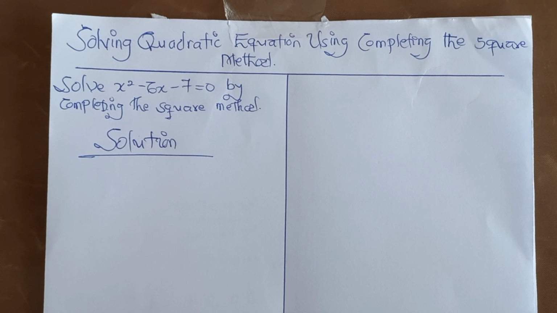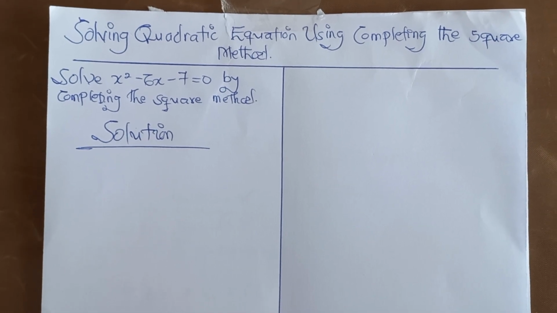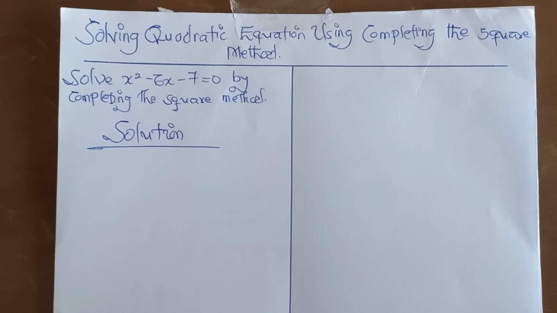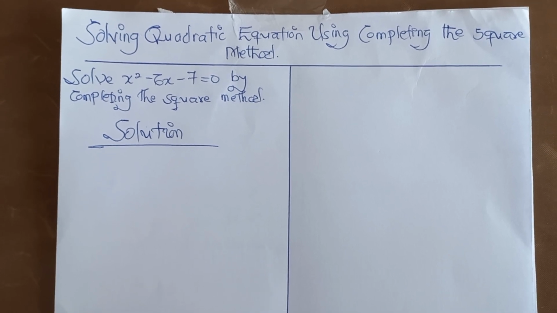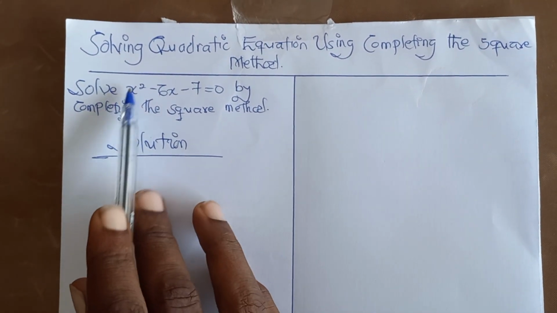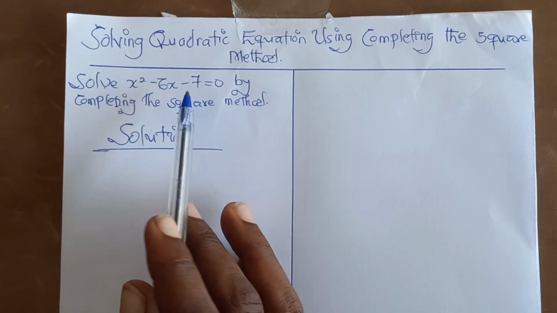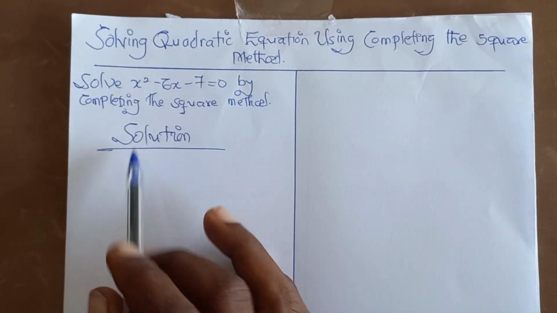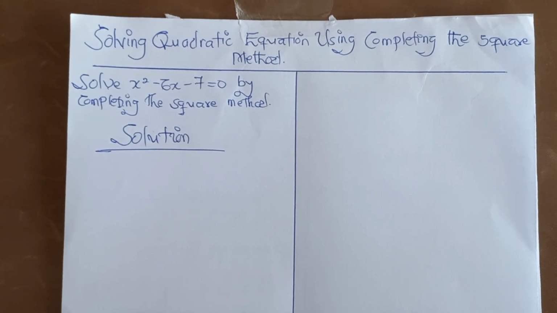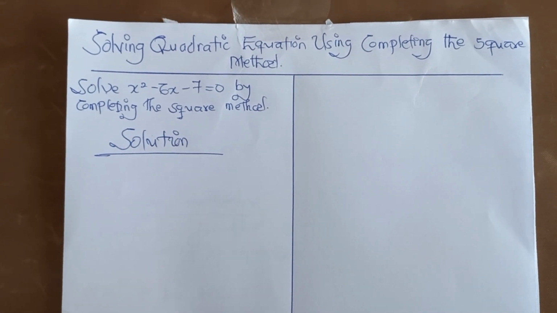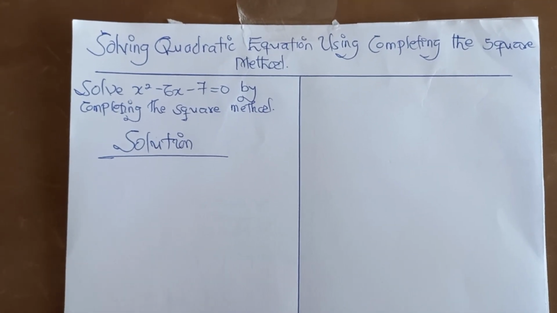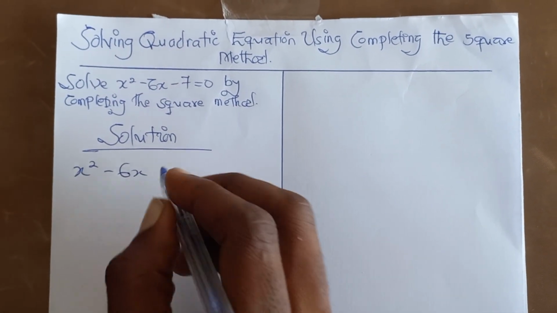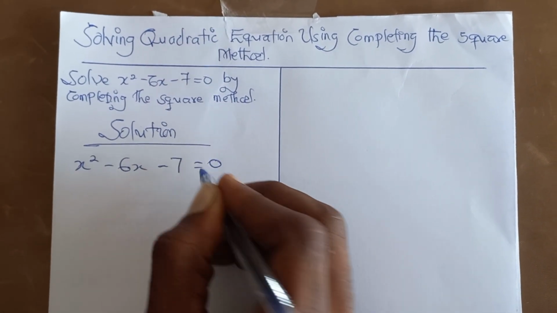So today we are going to look at how to solve a quadratic equation using completing the square. Our problem for today is x squared minus 6x minus 7 is equal to 0, by the completing the square method. Good. So we have x squared minus 6x minus 7 is equal to 0.